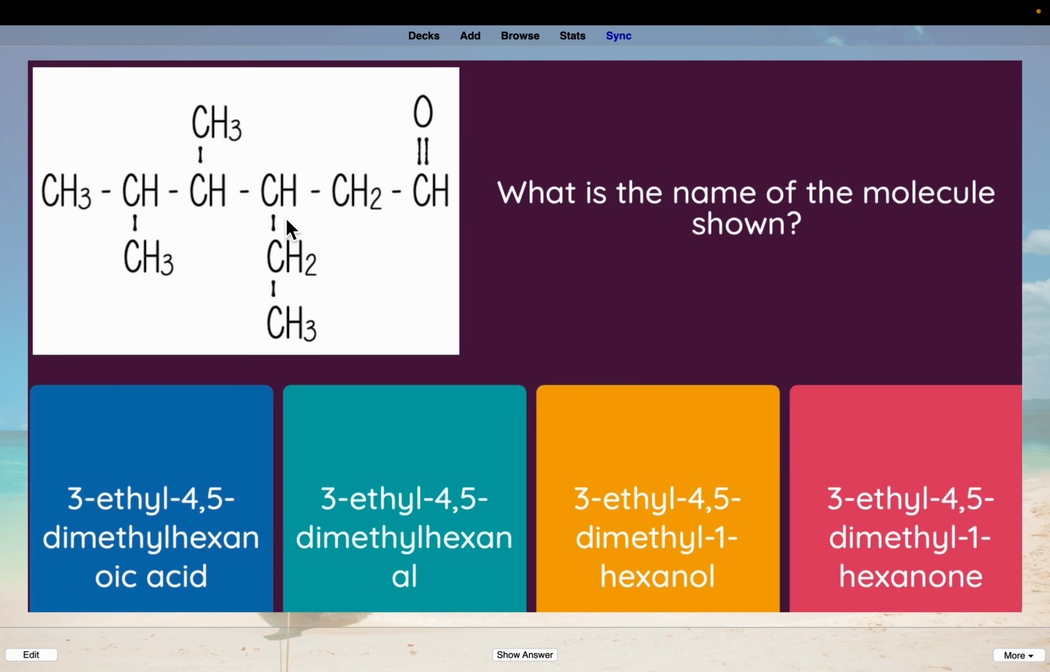Okay, let's start counting. Let's find where the parent chain is the longest. One, two. No, we start here. 1, 2, 3, 4, 5, 6. 1, 2, 3, 4, 5. No, this is not a parent chain. Where it's longer, it's here. You just count horizontally. So we have a CHO here.